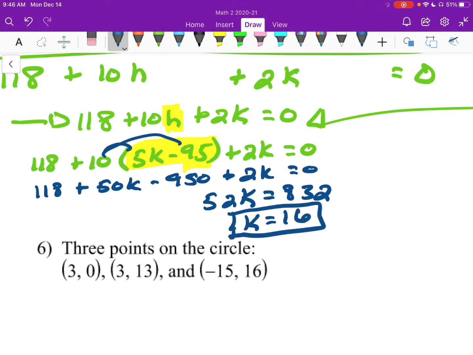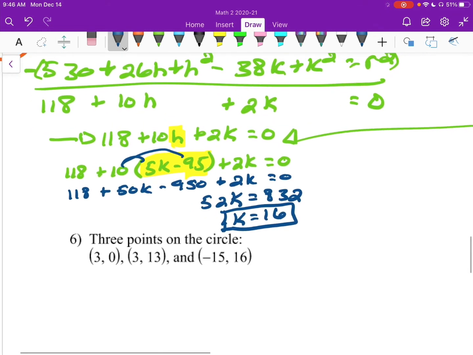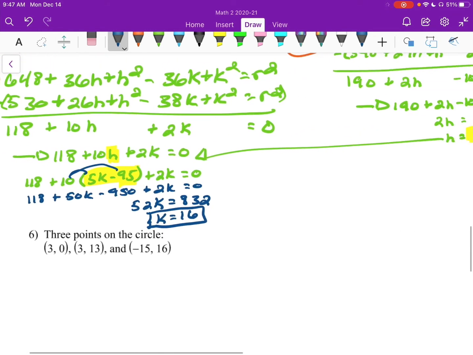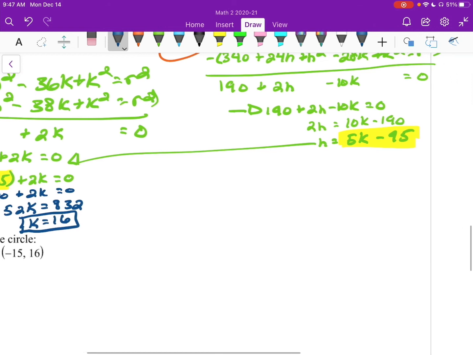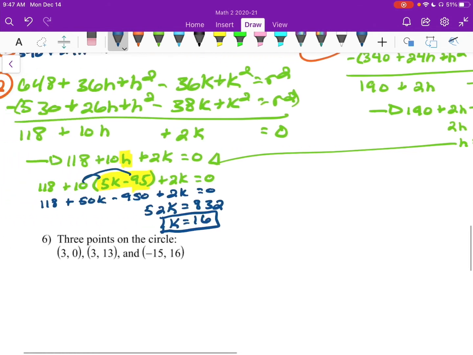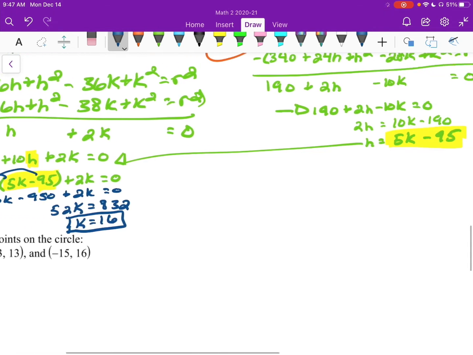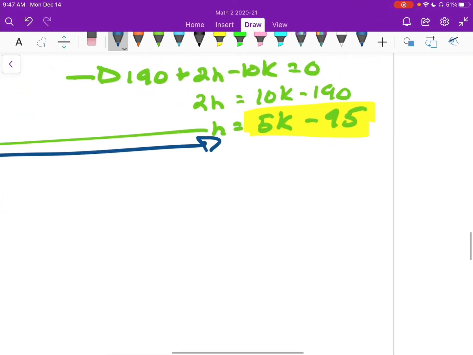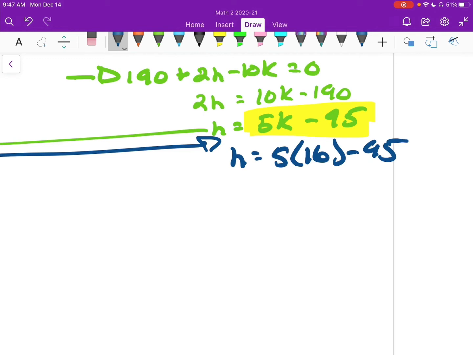All right. The first variable we find is always the hardest. Now the whole problem will go much faster. So we got k equals 16. I'm going to pull it over here. I'm going to find my h. So h is going to be 5 times 16 minus 95. 5 times 16 minus 95 is, there we are. So h is negative 15.